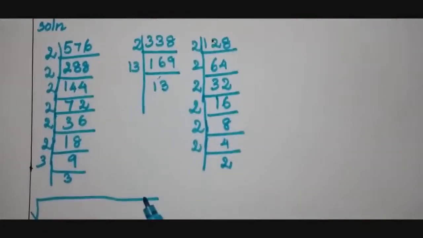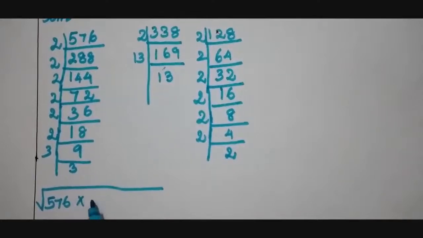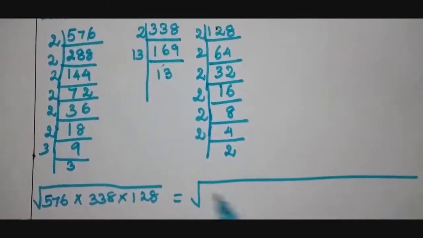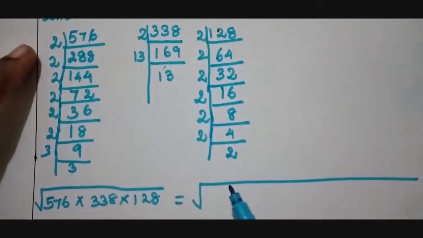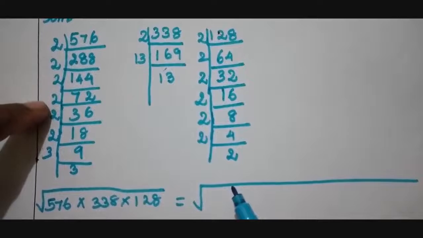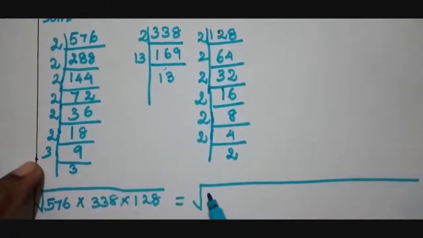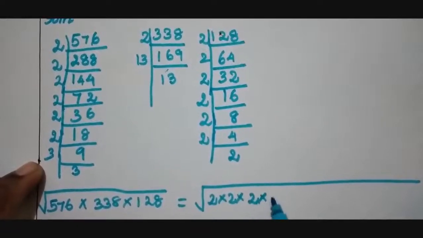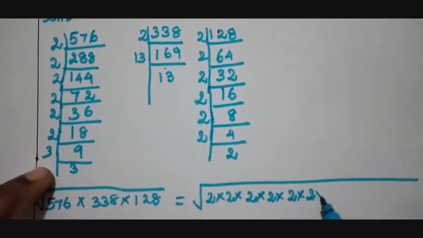So the question is 576 into 338 into 128. For the number 576, 1, 2, 3, 4, 5, 6. 6 times of 2 and 2 times of 3. So write the number 2 for 6 times, and 2 times of 3.